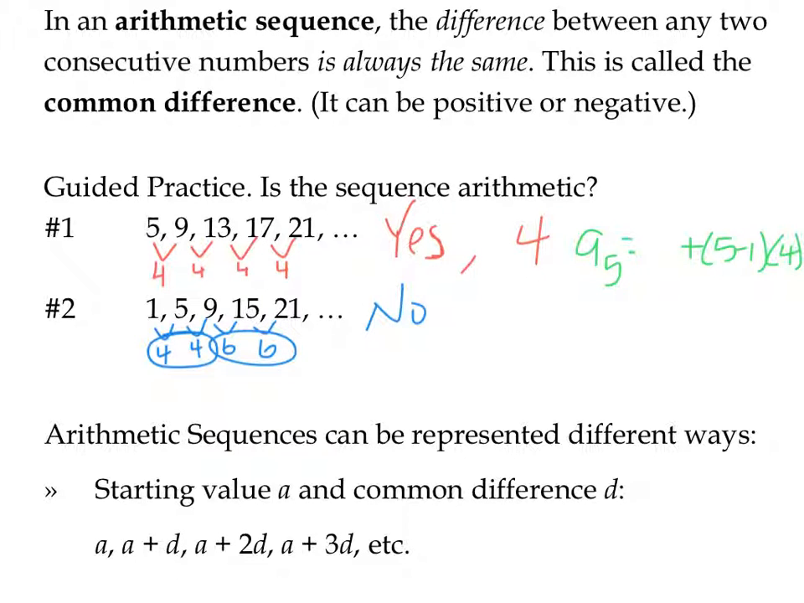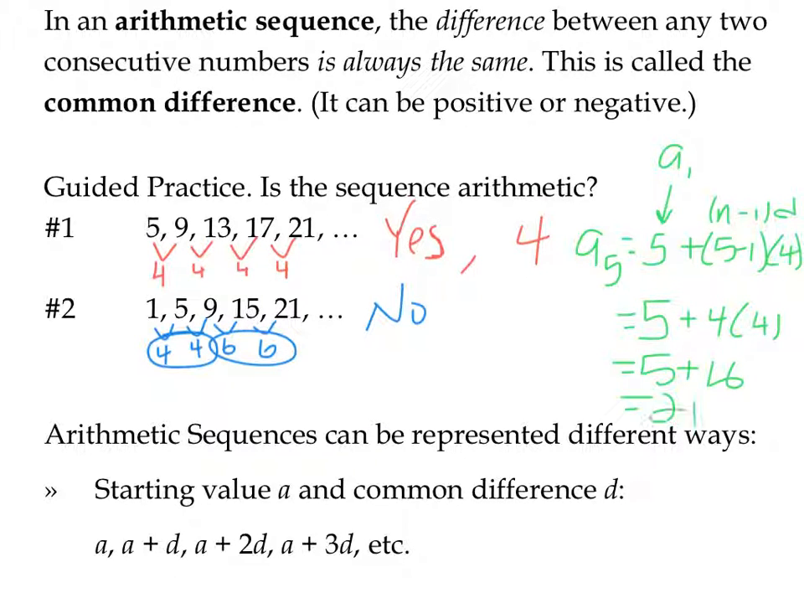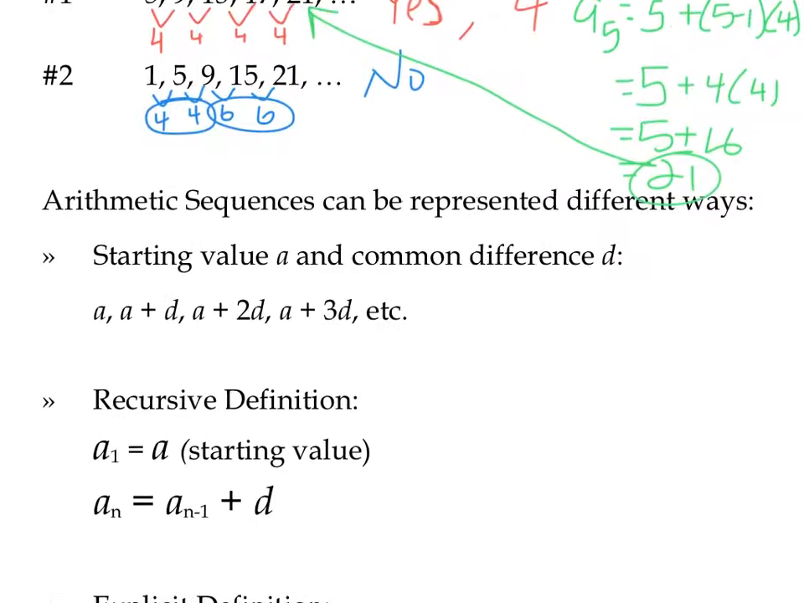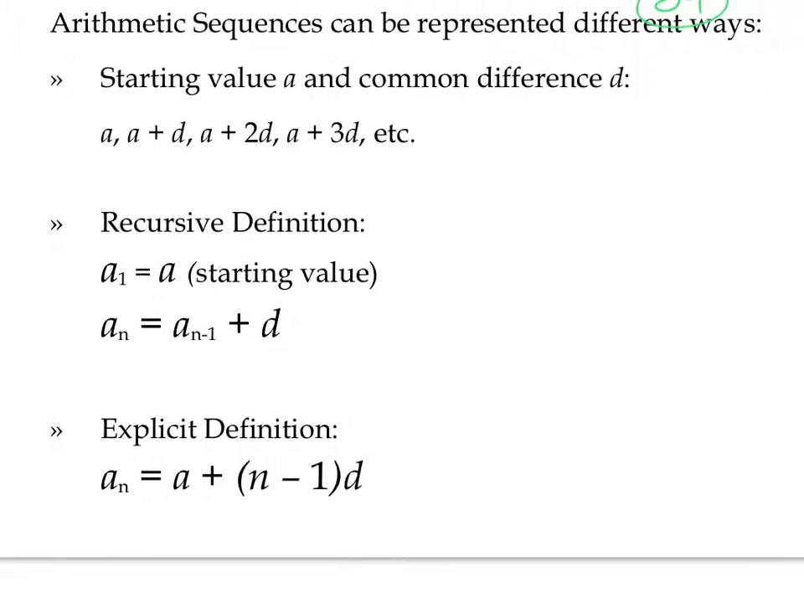Our starting amount. That's a sub 1. This is n minus 1. And that's times d. So to find the fifth term, we take the term we started with, 5, plus 4 times 4. That's 5 plus 16, which is 21. It should be, right? The fifth term was 21. Now, if we want to find the 80th term, we could figure out the 80th term by doing a sub 80 equals 5, still the starting amount, plus 80 minus 1 times 4. And that would give us the 80th term in the sequence. So this explicit definition is particularly useful when we want to find what the value would be of some number in our listing.